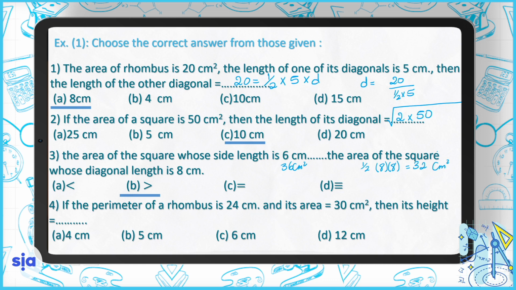Question 4. If the perimeter of the rhombus is 24 and its area is 30, then what is its height? If the perimeter is 24, the side of the rhombus is 24 divided by 4, which is 6 centimeters, then the height is the area divided by the side. So in this case, the height is 5 centimeters.